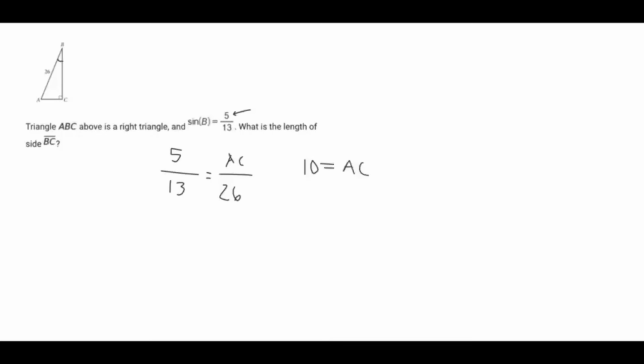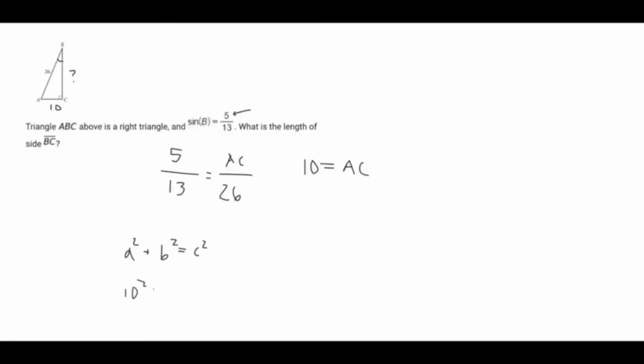So there we go. We know that AC is 10, and now we want to find the side length of BC. We don't know what BC is, but guess what? It's a right triangle, and so we can use the Pythagorean theorem. The Pythagorean theorem is A squared plus B squared equals C squared, right? And it doesn't really matter, I guess I'll call AC the A value.